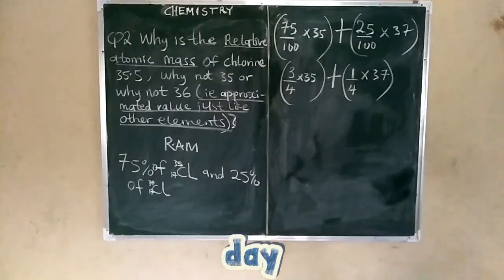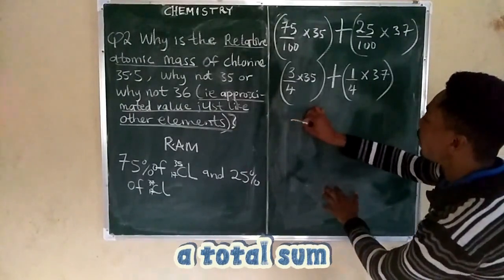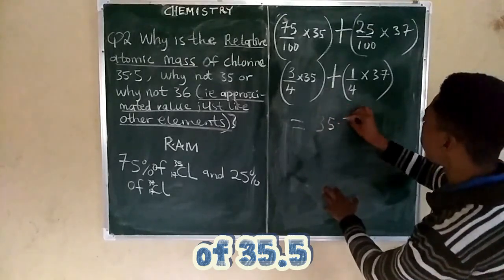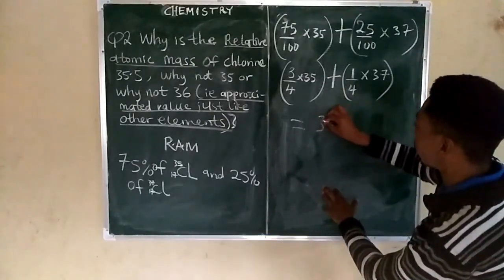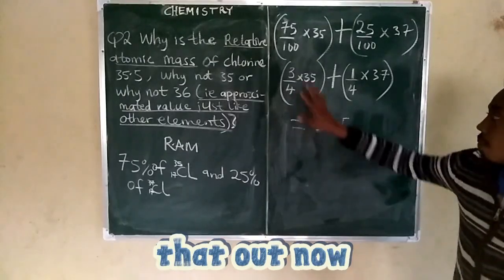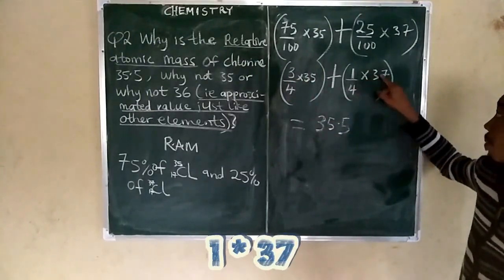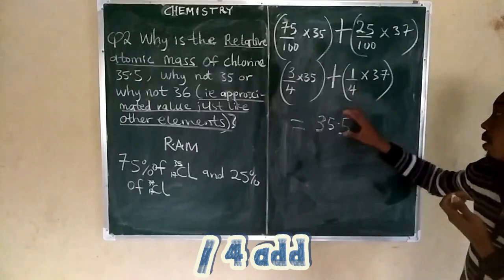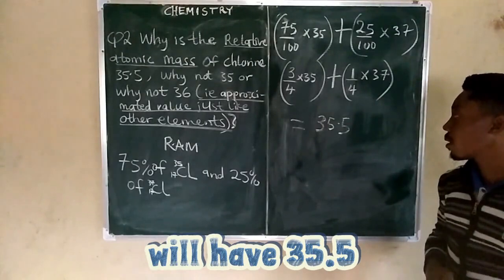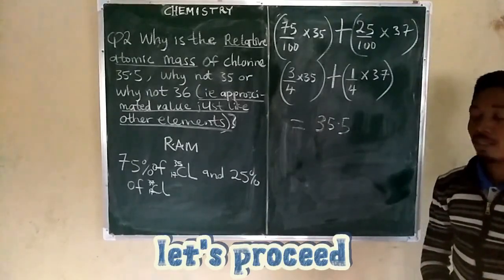So at the end of the day, you would have a total sum of 35.5. You can check that out now. 3 times 35 divided by 4. Keep that answer. 1 times 37 divided by 4. Add the sum, you will have 35.5. Let's proceed.